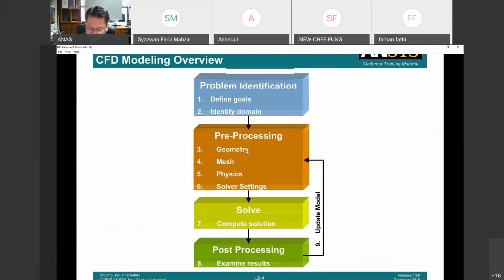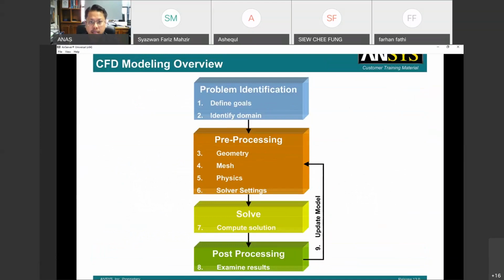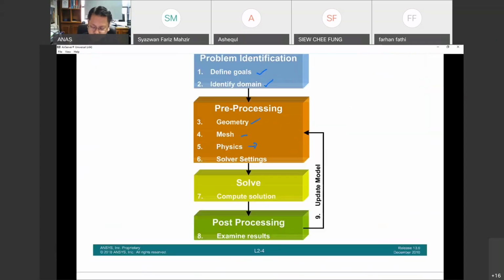Right, so we looked at this before. This is the common set of steps. Not to say you must follow these steps, but this is the general process for CFD. We need to define our goal, which is the problem, and identify the domain of the problem. Then we proceed to pre-processing, where we identify the geometries in the 3D model, set our mesh, whether global or localized, and set the physics, for example first order or second order solver, and so on. Then we solve our calculations and examine our results.